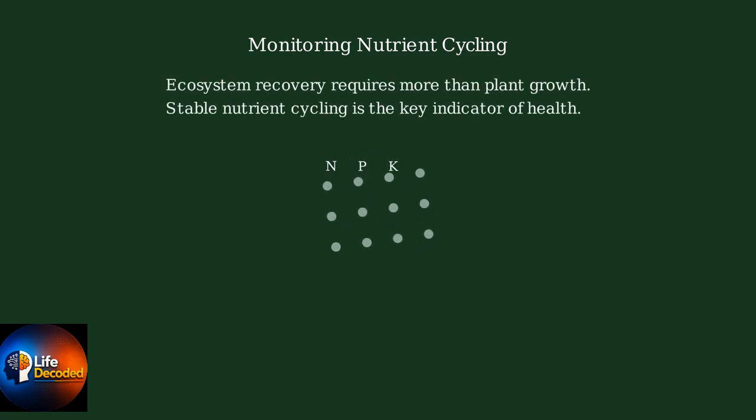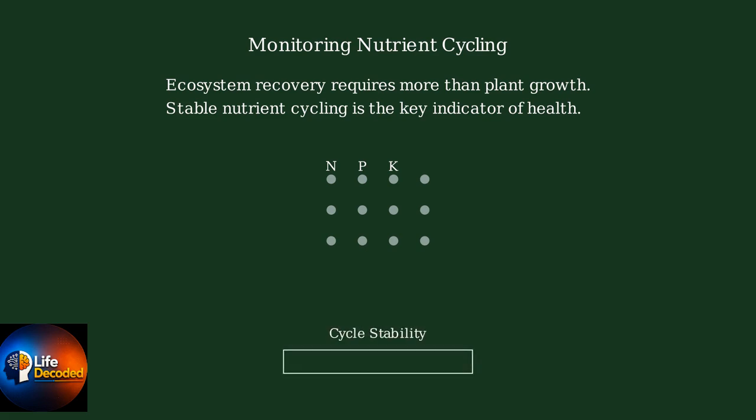Recovery is fundamentally a chemical process. Nutrients like nitrogen, phosphorus, and potassium must circulate between the soil, decomposing matter, and living organisms to support a food web. When nutrients move steadily and efficiently, we know the ecosystem is on the path to long-term resilience. Stable nutrient cycling allows complex life to return to the landscape.